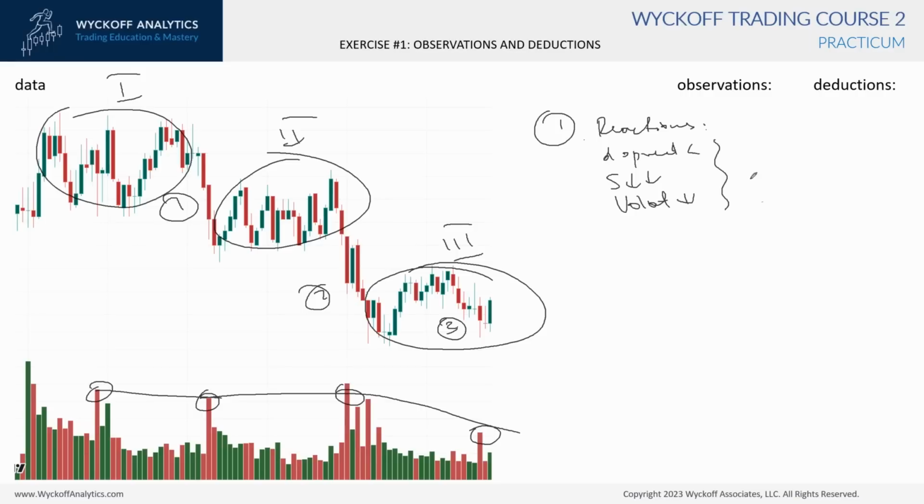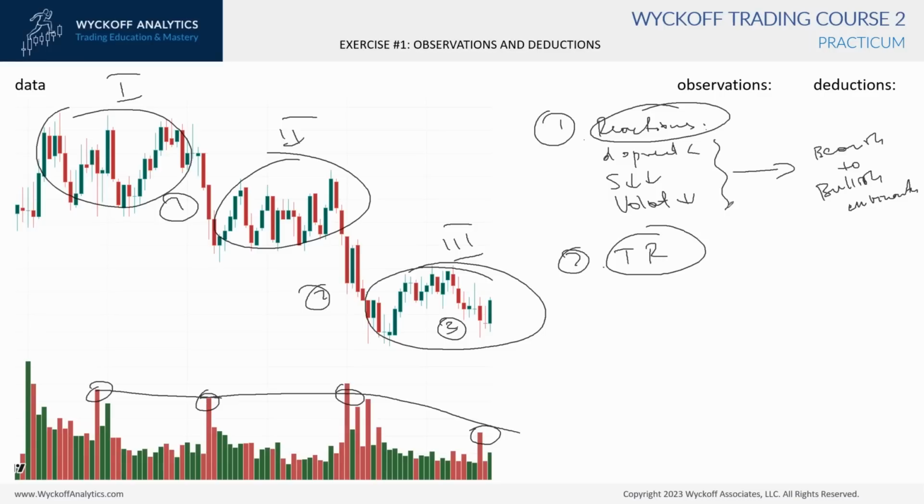So with all of this, we're probably deducing that we are going from a bearish to a bullish environment, which in this case is our trading range. Okay, so we looked at the reactions. Reactions gave us the bias. And now we're looking at the trading range. Looking at the trading ranges, again, we're seeing how volatility has decreased significantly. That suggests bullish behavior.